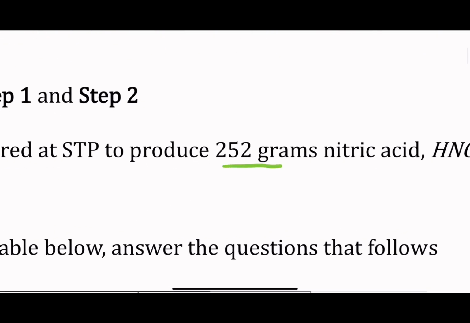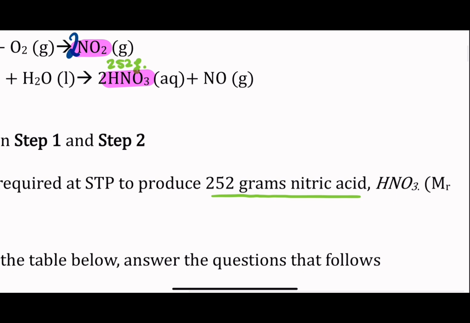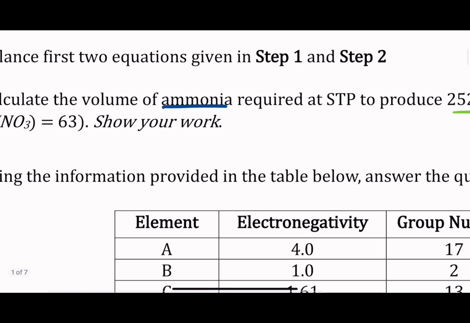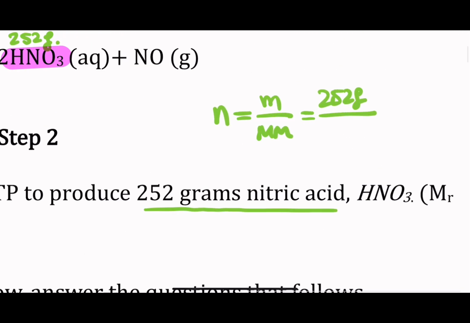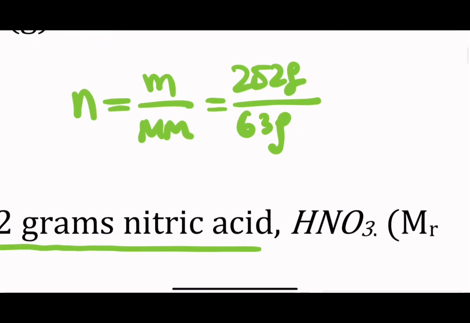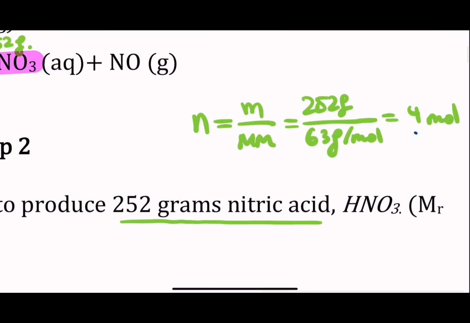So 252 grams of nitric acid. As soon as we know it, let's get the mole amount of that. Mole would be mass divided by molar mass. So we have 252 grams divided by 63, which is the HNO3 molar mass, so 63 gram per mole. Now over here we get 4 mole. So now you have from here that we have 4 mole of HNO3.